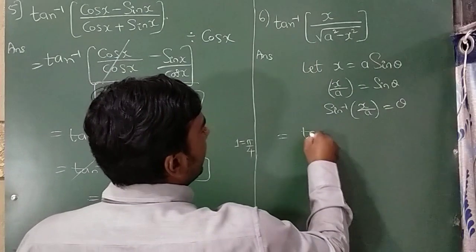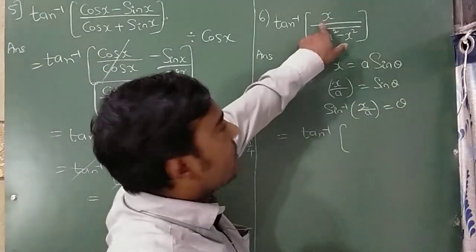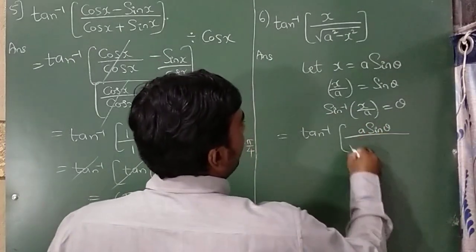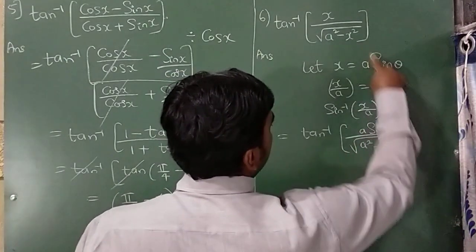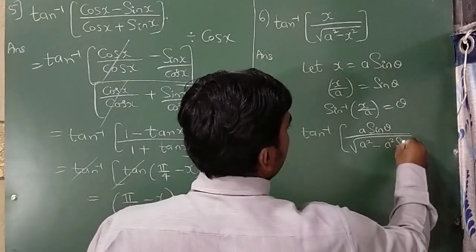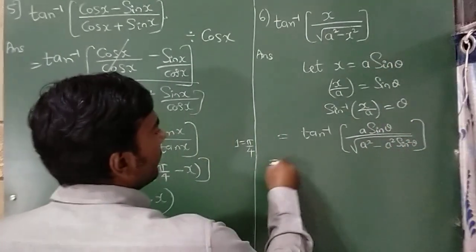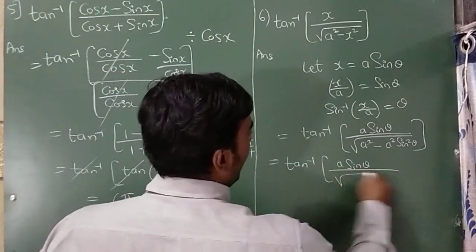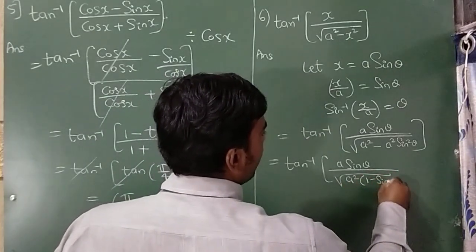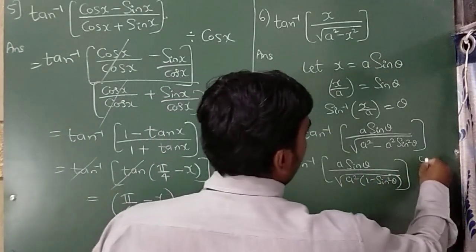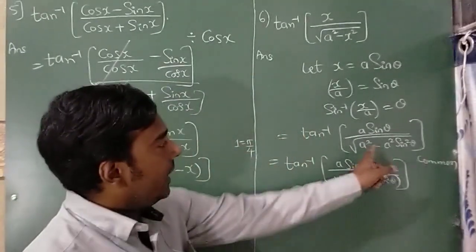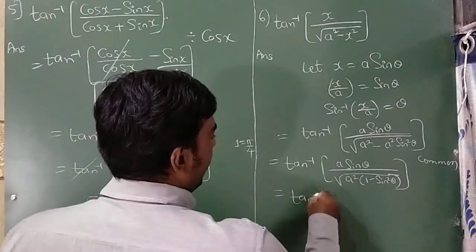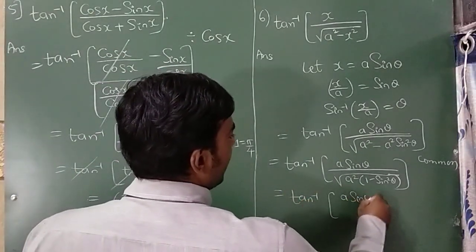Now I am going to substitute here. So tan inverse of, in place of x, I am going to write a sine theta divided by square root of a square minus, so if you square this, it will become a square sine square theta. Now tan inverse of a sine theta, take common a square, 1 minus sine square. I have taken a square outside, so 1 minus sine square.